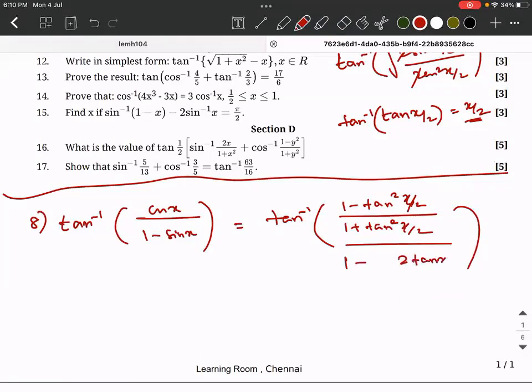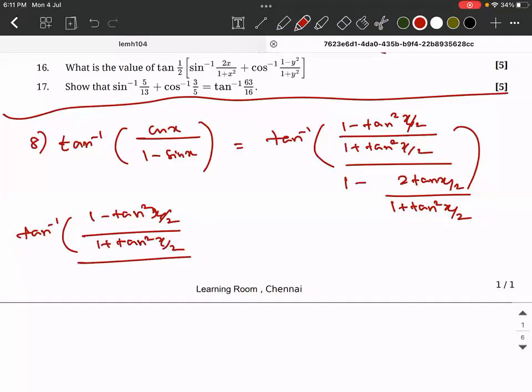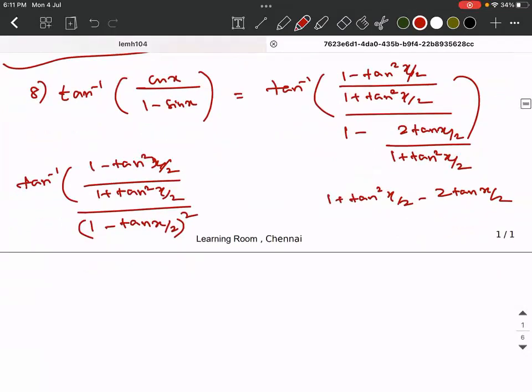1 minus 2 tan x by 2 divided by 1 plus tan square x by 2. So I'll get tan inverse of 1 minus tan square x by 2 divided by 1 plus tan square x by 2 divided by, when I take LCM, what will I get? I'll get 1 minus tan x by 2 the whole square in the numerator. Because look at the terms now, I'll get 1 plus tan square x by 2 minus 2 tan x by 2. Is it not of the format a square plus b square minus 2ab? So a minus b the whole square, the whole divided by 1 plus tan square x by 2.